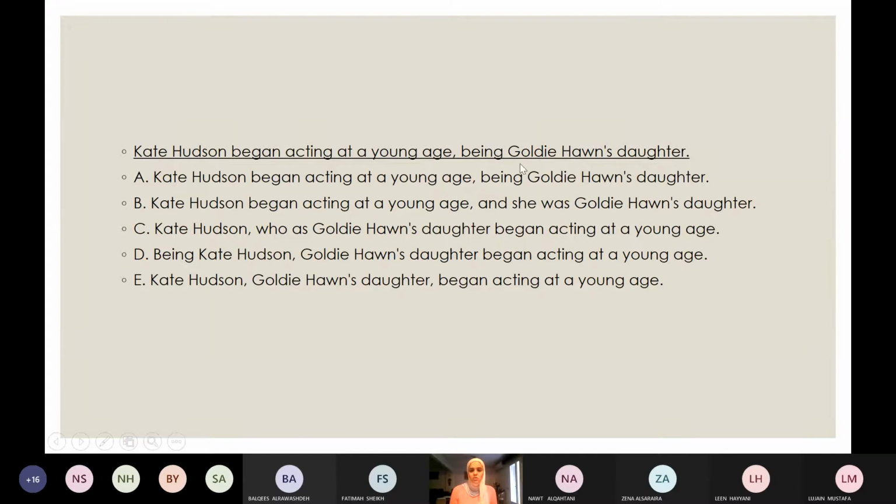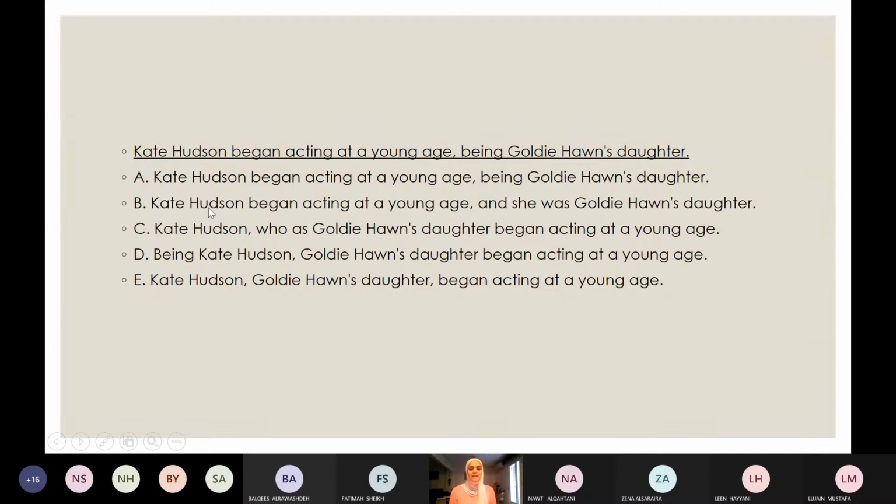Because what is being Goldie Hawn's daughter? Really? Being Goldie Hawn's daughter is an adjective. It ends in ing and it's an adjective. Modifies who was Goldie Hawn's daughter? Kate Hudson was Goldie Hawn's daughter. So I have to bring Kate near to being Goldie Hawn's daughter. Okay, let's see the choices. Number one, Kate Hudson began acting at a young age, being Goldie Hawn's daughter. It is the same one, and I'm sure that it is wrong, so it is wrong.